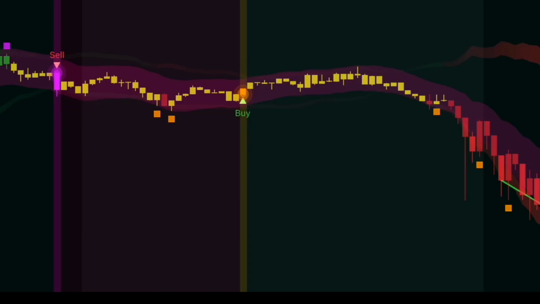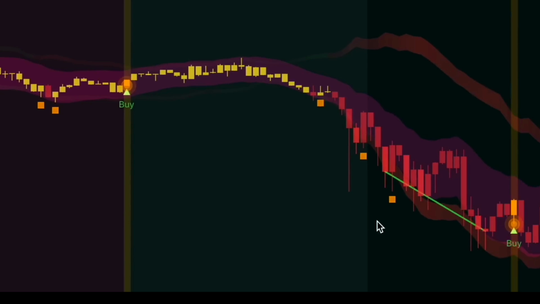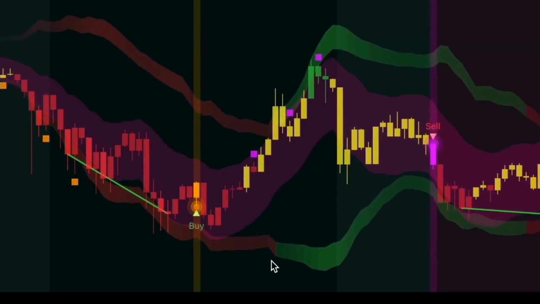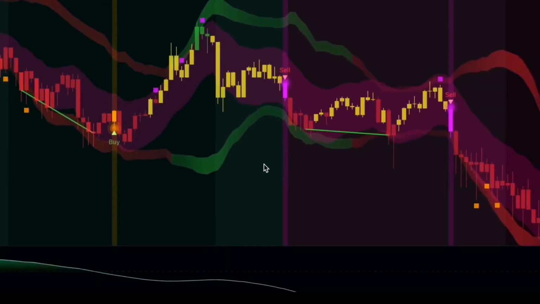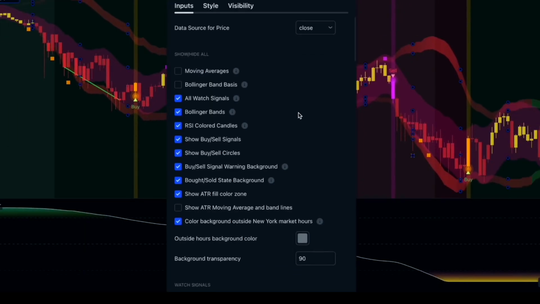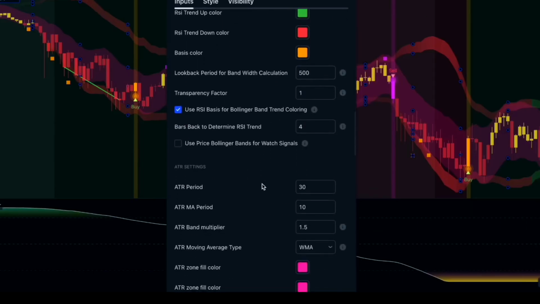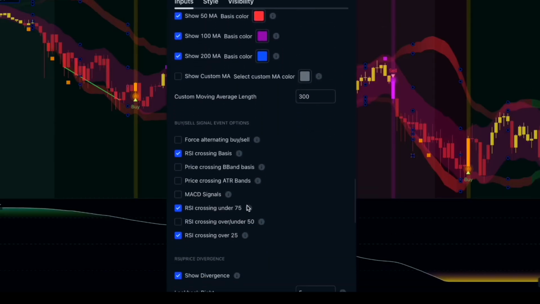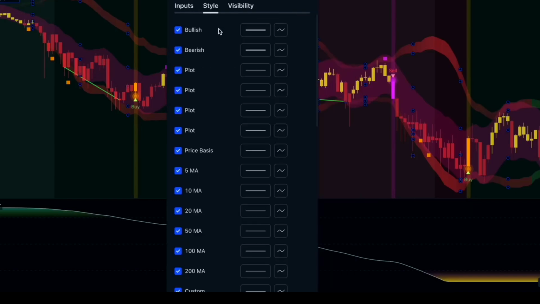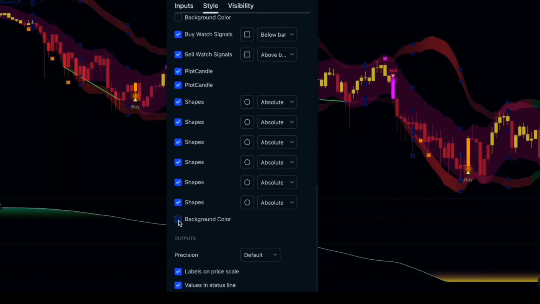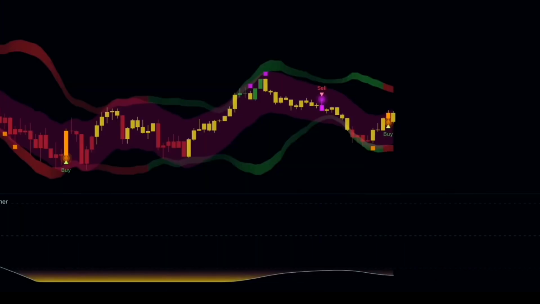This indicator also uses complex logic to handle trades once a buy or sell signal is triggered, entering a bought or sold state accordingly. If the force alternating signals option is turned off, multiple buy or sell signals can be issued during these states. There's also an option to color the background green during a bought state or red during a sold state, though I recommend hiding these backgrounds as a matter of personal preference. Now, let's delve into the specific conditions for opening long and short trades.